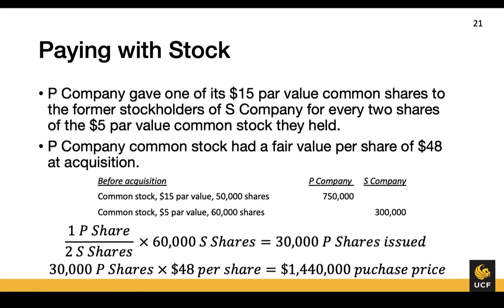So we know our exchange ratio is 1 P share for every 2 S shares, and we know that there are 60,000 S shares out there. So we're going to have to issue 30,000 P shares to the stockholders of S Company. Those 30,000 new P shares are issued when the value is $48 per share, which means that our purchase price was $1,440,000 if that was the extent of our purchase. So we only paid in stock by issuing those 30,000 shares.